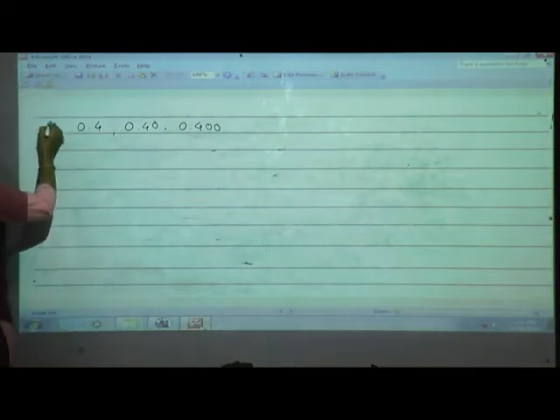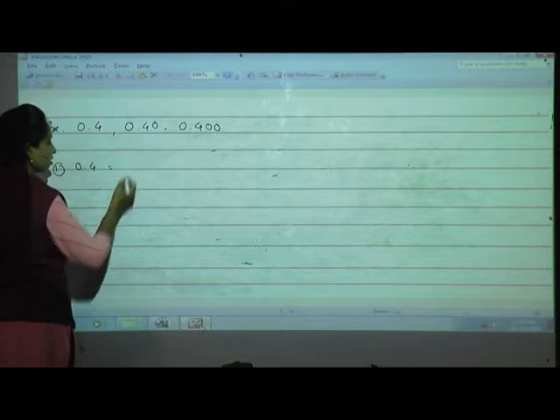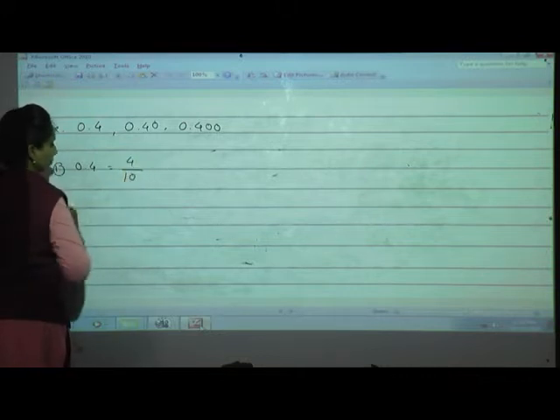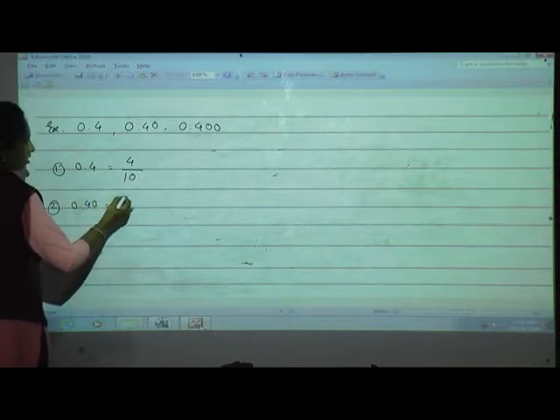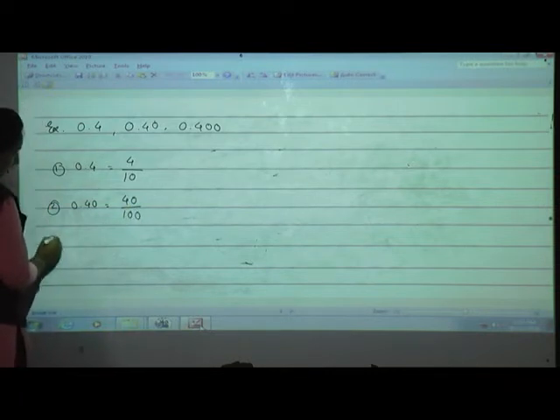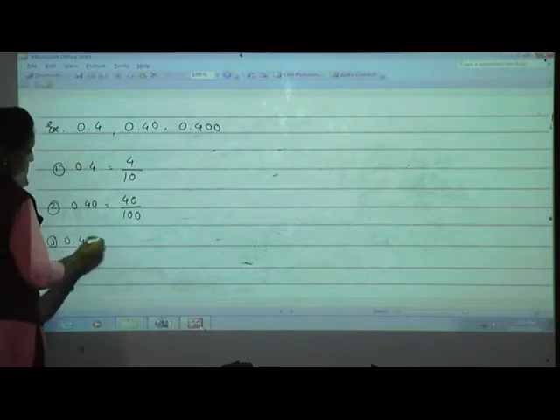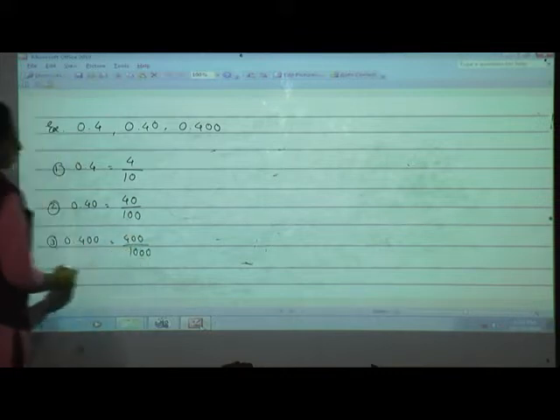Now see, this is the example. 0.4, 0.40, 0.400. Now here, 0.4 means what, students? 4 divided by 10. Now the second, 0.40, means 40 divided by 100. And the third one, 0.400, means 400 divided by 1000.